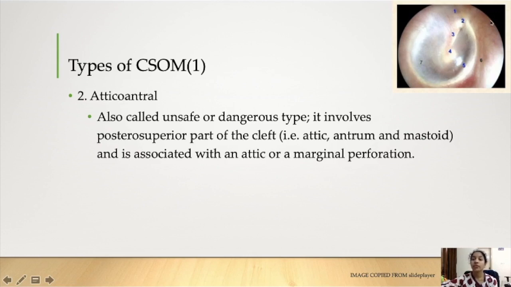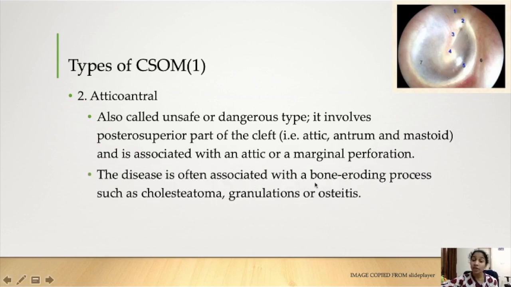So atticoantral. This is the attic. The perforation will be here or in the margins of the tympanic membrane. Then it is an unsafe type, and if it is a central perforation in the pars tensa region and it is small, it is safe.